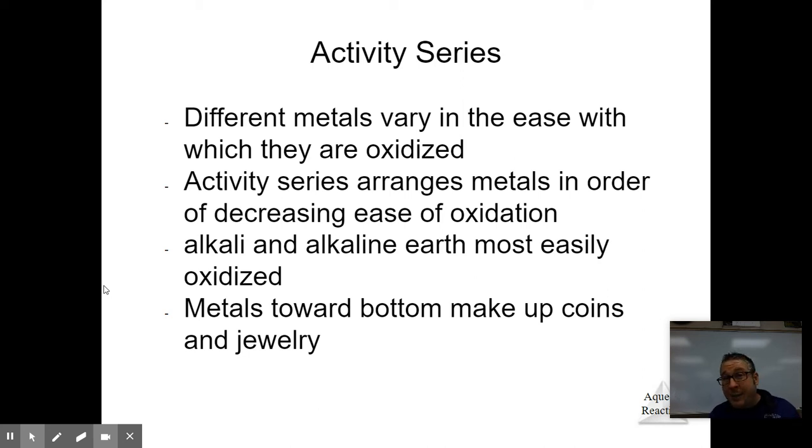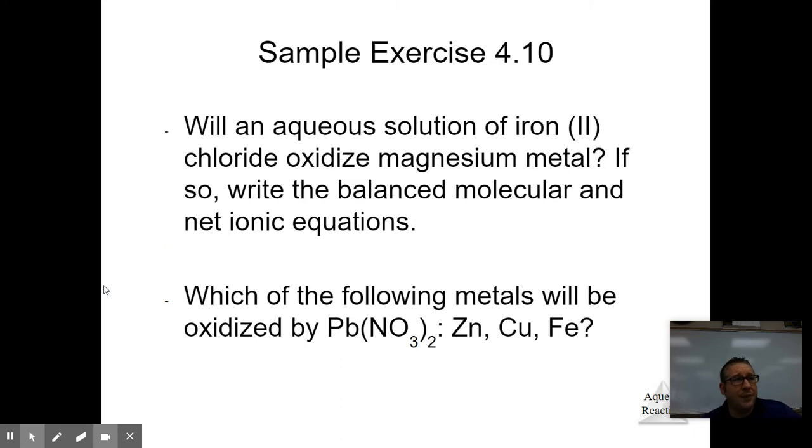Metals towards the bottom that we're going to see real quick usually make up coins and jewelry because they don't like to be oxidized, or are less easily oxidized, and therefore don't necessarily always react. So that's why gold and silver and copper and everything tend to be used fairly often in those instances, because they don't like to oxidize, therefore they don't like to react, and so you'll pretty much always have the same jewelry after a long time.